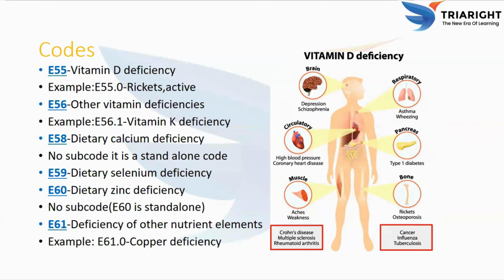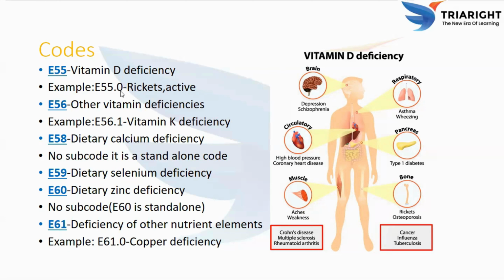And next, coming to vitamin D deficiency. So what is vitamin D deficiency? What is the function of vitamin D? It absorbs the body's calcium and phosphorus, which helps in maintaining strong bones and teeth. This vitamin D also supports immune and nervous system function.